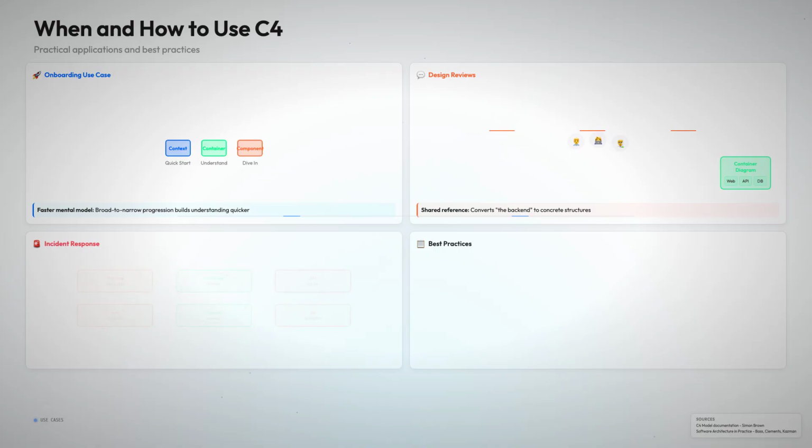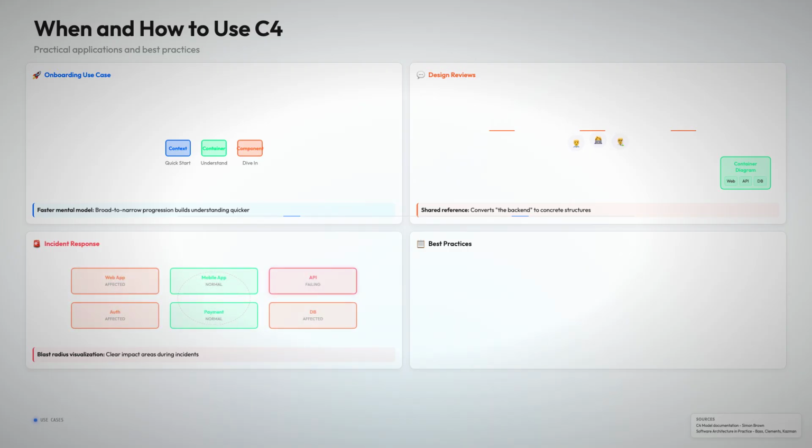Design reviews sharpen with shared diagrams, moving debates from vague terms to concrete structures. During incidents, the container diagram shows the blast radius, which containers talk to a failing service and what's affected.